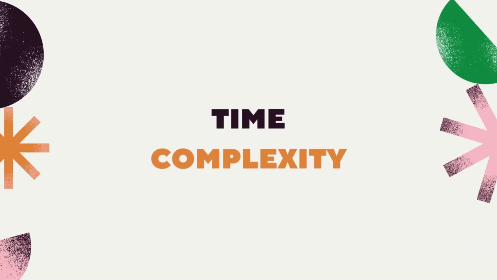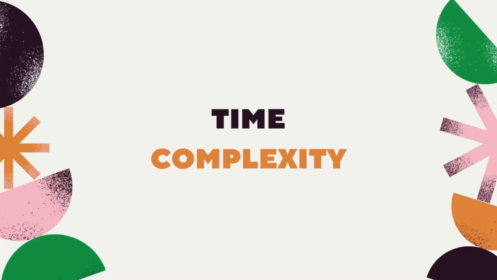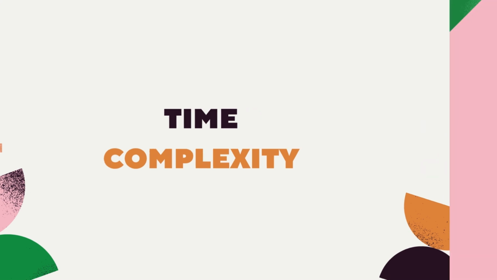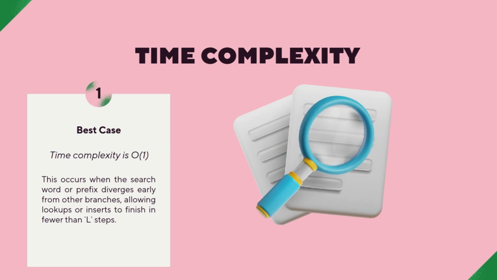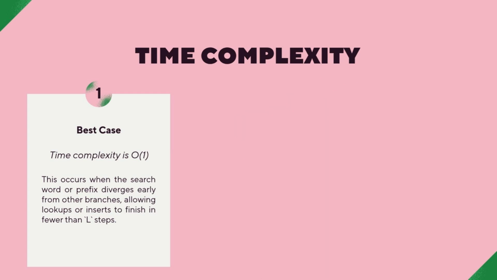When analyzing the time complexity of a trie, we typically refer to L, the length of the word being operated on. Best case. The best case occurs when the word or prefix we are searching for diverges early from other branches in the trie. In this case, the lookup or insert operation might finish in fewer than L steps, say in just a few levels.